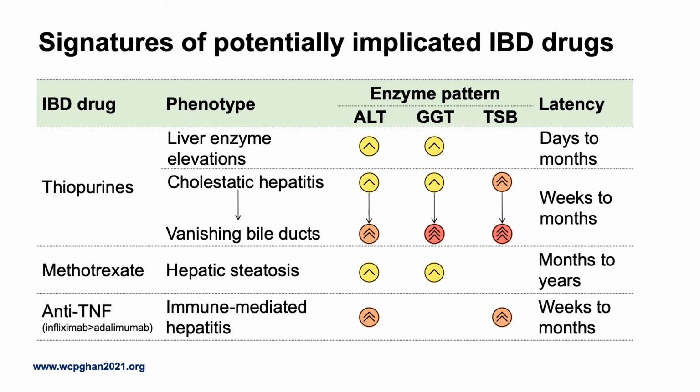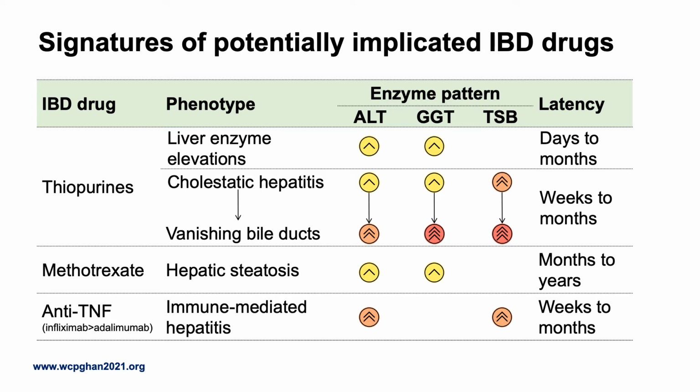Thiopurines have two different signatures. In the first place, it can cause temporary mild elevations of ALT and gamma-GT. These occur shortly after starting therapy with thiopurines. Although this type of liver test abnormalities usually resolve spontaneously without dose adjustments, it is advisable to evaluate thiopurine metabolites. I will come back to this at a later stage in this presentation.